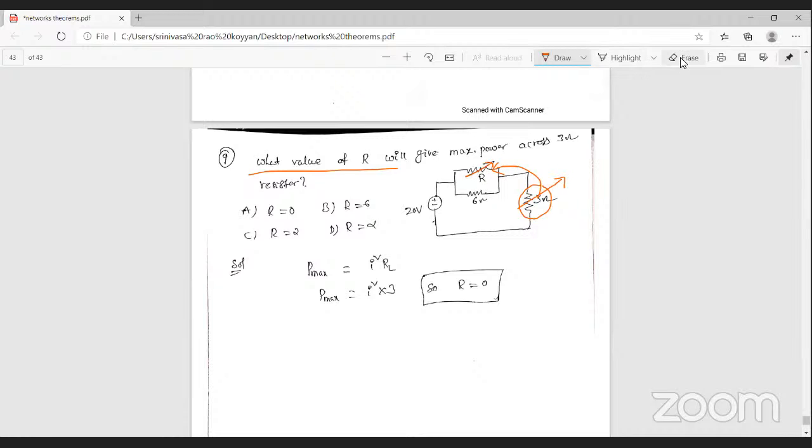Then you can find out the source resistance value. Simply select the minimum value. If you select the minimum value, then you can get the maximum current passing through the load.